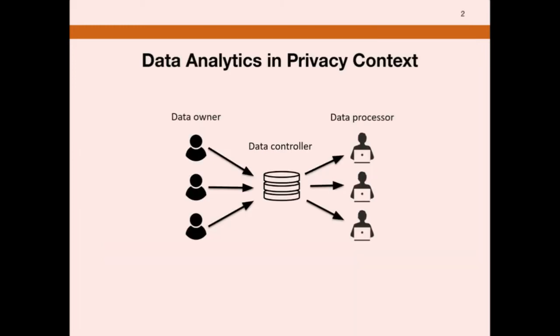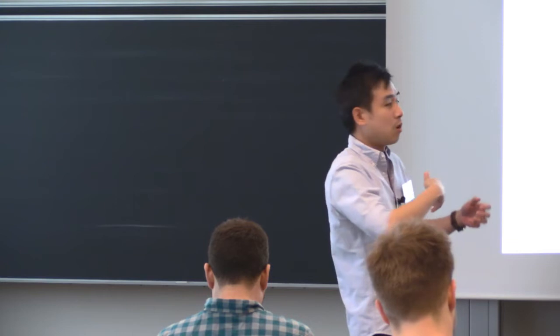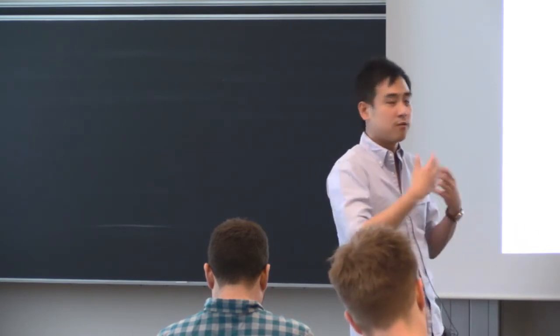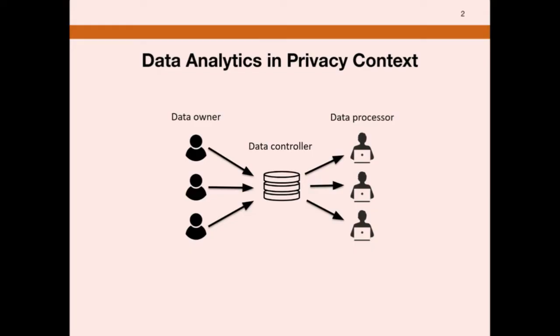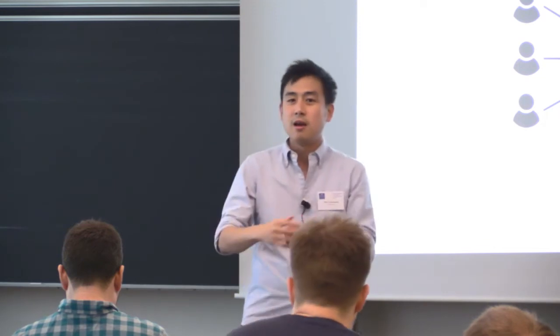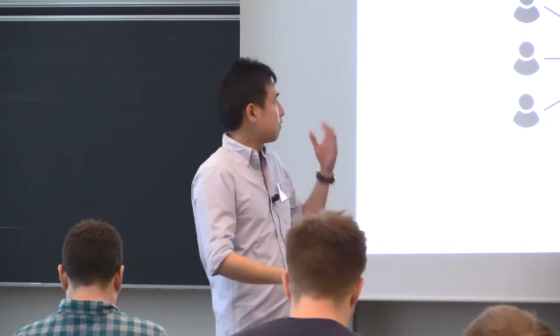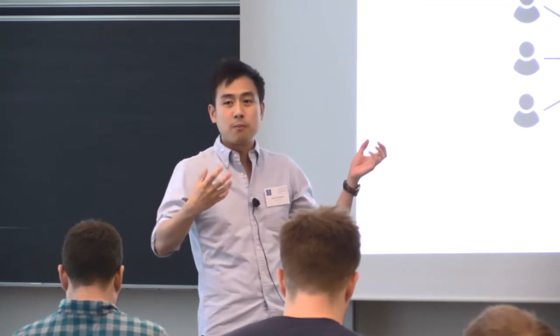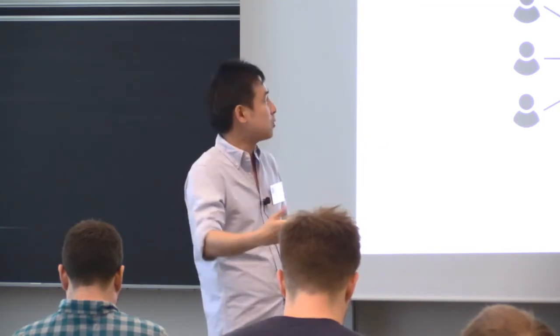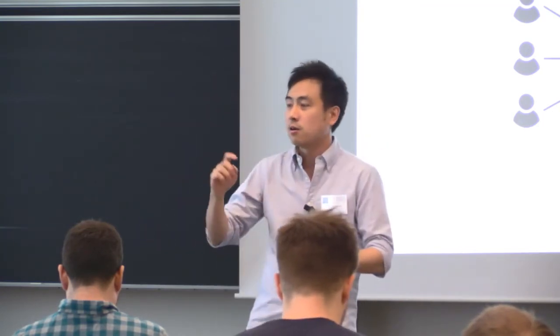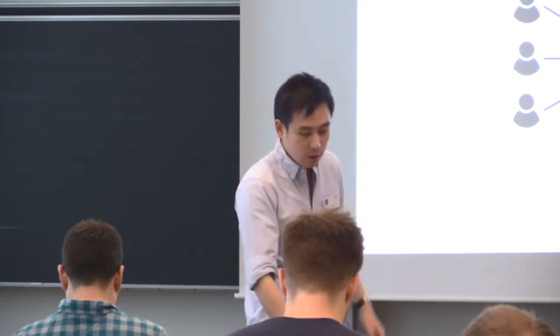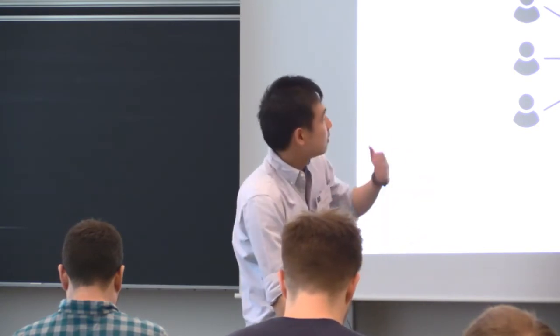I want to give a little bit of background context of data analytics in a privacy context. In general, all of us are data owners. We have sensitive or personal information that we share with, as I borrow the term from GDPR, a data controller who collects the data and gives us some service. However, a lot of times the data controller also, quote unquote, lends out the data to a data processor to do analytics or build an app and so on, which is good in the perfect world.